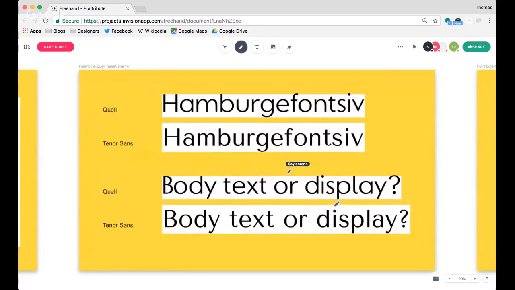What's the conclusion? Is this body text or is this display? What's everyone's thoughts on that? Well, you know my thoughts. I think for display, I would love to see this. We didn't get a chance to look at the other weights that you've developed, but if you emphasize that contrast even a tiny bit further, I think it would make an even stronger display. But for right now, it seems more like body text, but it would need more space. I think it's too tightly spaced, in my opinion.